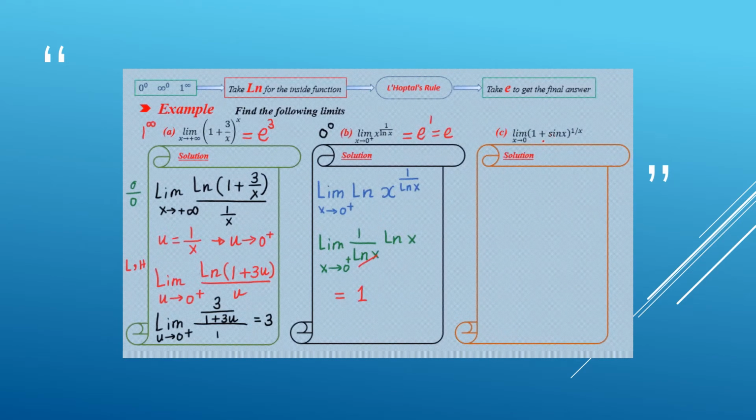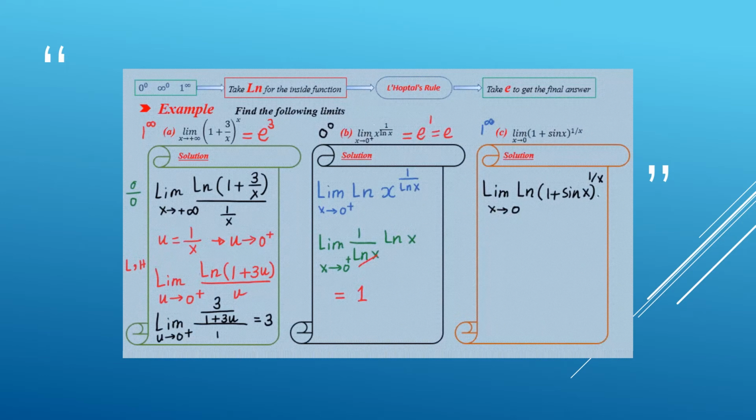In part C also we have (1 plus sine x) to the power 1 over x. So by a direct substitution, we have 1 plus sine 0, which is 1, to the power 1 over 0, which is infinity. So we have the indeterminate form 1 to the power infinity. Take ln for the inside function. You will get limit of ln (1 plus sine x) to the 1 over x when x goes to 0.